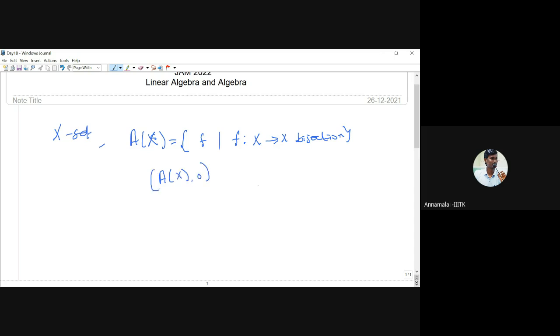What do we mean by composition? Take two functions F and G in the set A of X, that is, both F and G are bijections. Then the composition is defined by F composition G at a point x is nothing but F of G of x. So this is a composition of two functions. With respect to this composition operation, this forms a group, and this group is called a symmetric group.